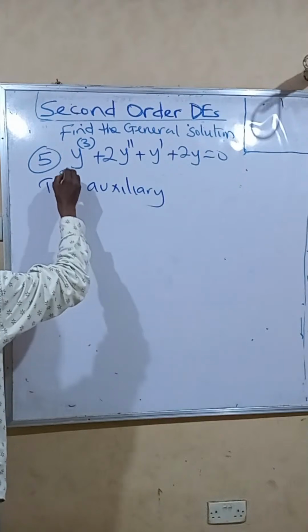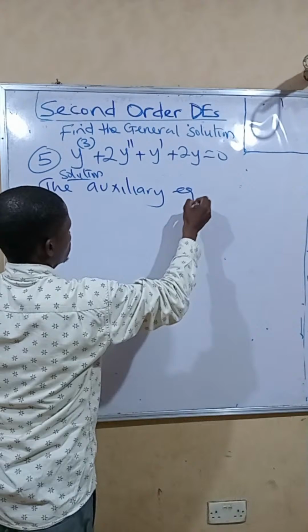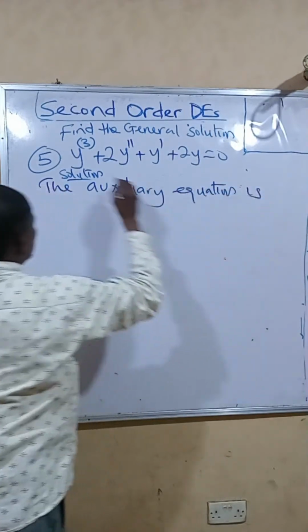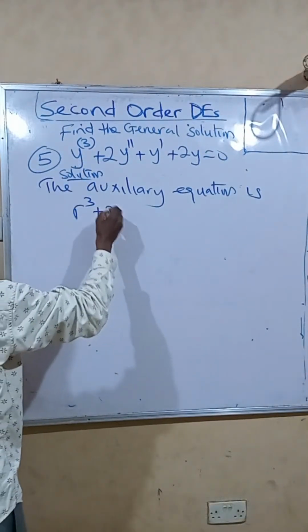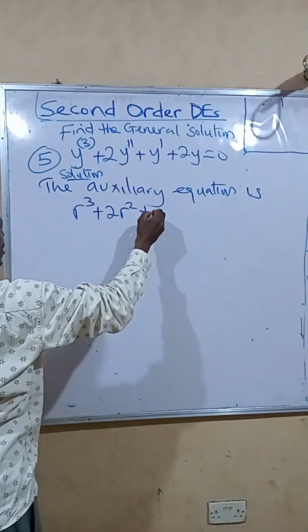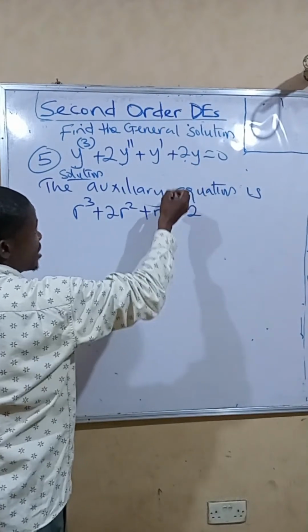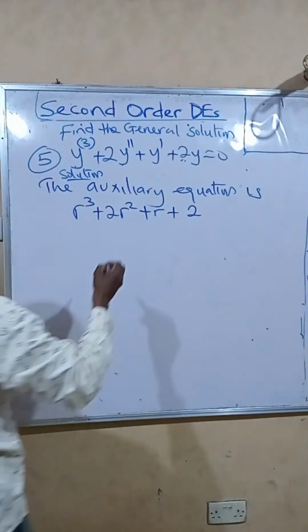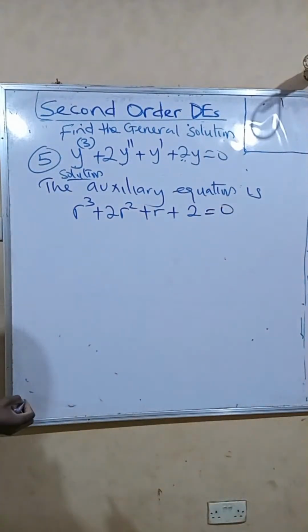That's the solution. The auxiliary equation is the third differential will be r cubed plus 2 times the second differential will be r squared. The first differential will be r, and then this one will be 2. There's no differential there, just write the attachment to your y. So that's what we have there.